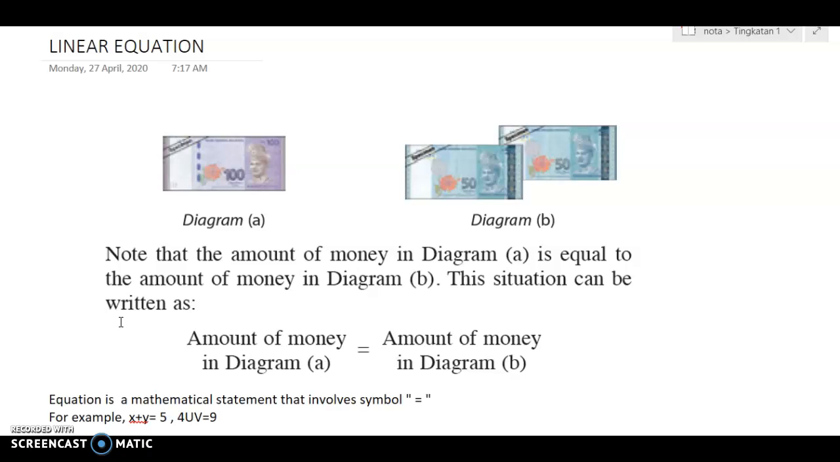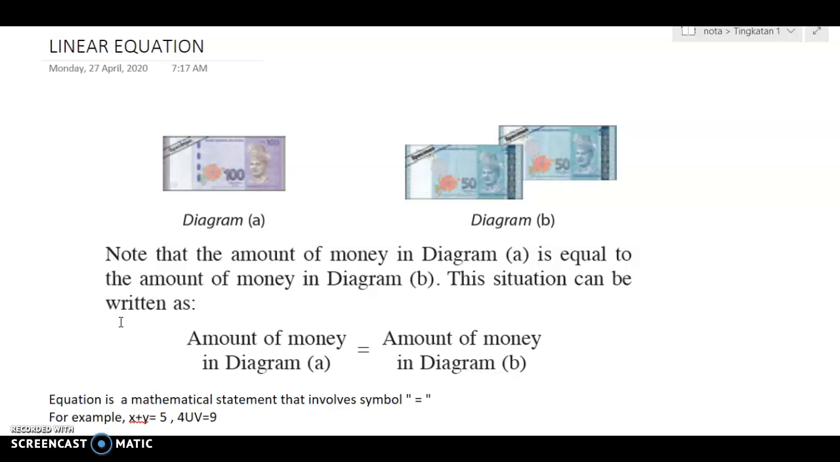Okay, for today we will continue with a new topic, what we call a linear equation. In this linear equation, first thing you can see that we have some examples over here to describe this.